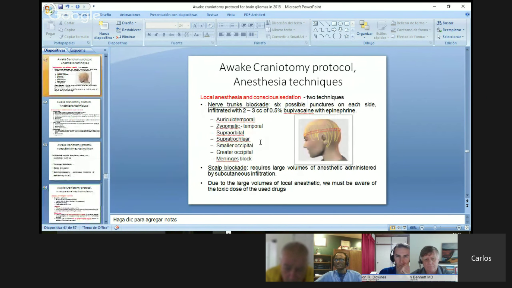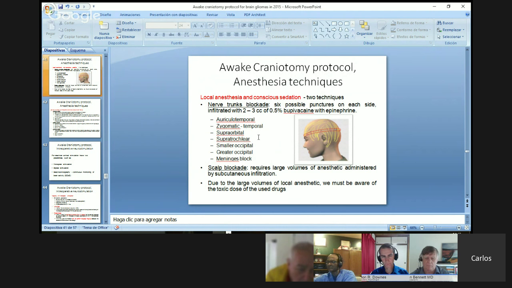So, this is the picture in which we present which nerves we can block during this kind of surgery: the auriculotemporal nerve, zygomaticotemporal nerve, supraorbital nerve, supratrochlear nerve, lesser occipital nerve, greater occipital nerve, or meningeal block. So we can use these nerves to block and to ensure good anesthesia for the patient.